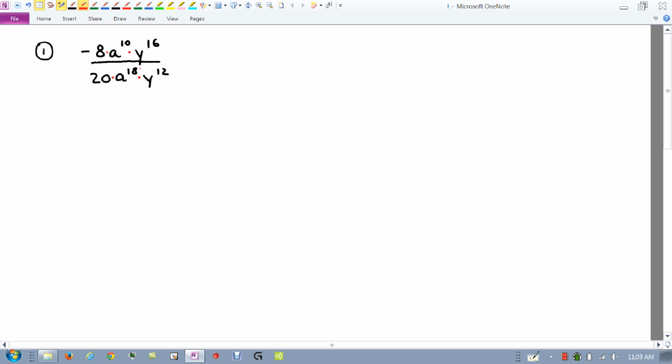between everything on the bottom, which means I can basically separate each of these and then reduce. So I'm going to look at the numbers out front, the A's, and then the Y's separately. So first of all, what is negative 8 over 20? Well, what number goes into both of these? I can get a 4 to go into both. So 4 goes into 8 twice, so I have a negative 2. 4 goes into 20 5 times, so that's going to become a negative 2/5.